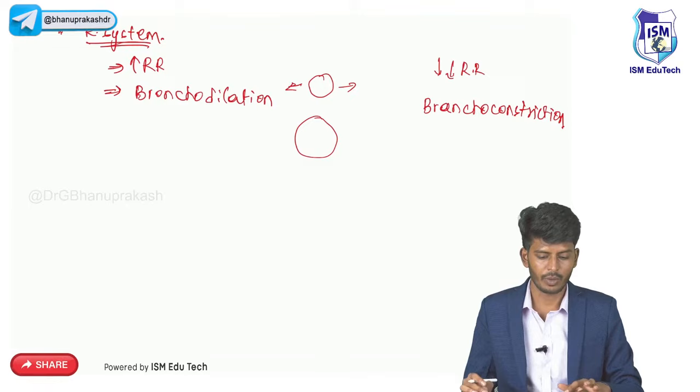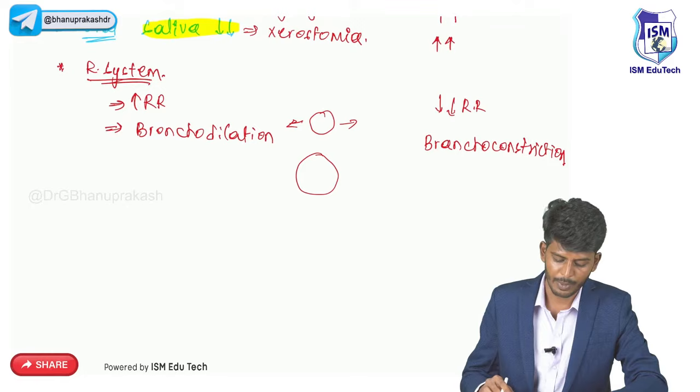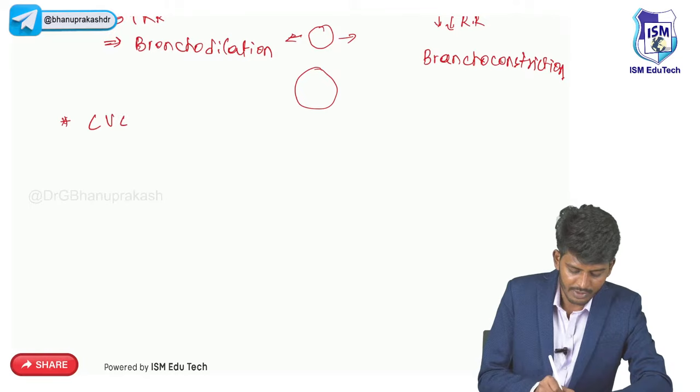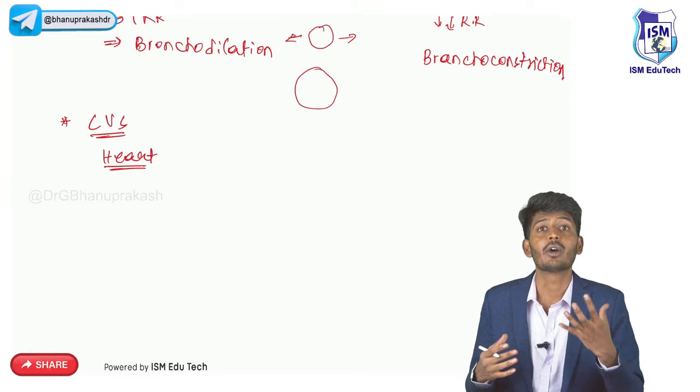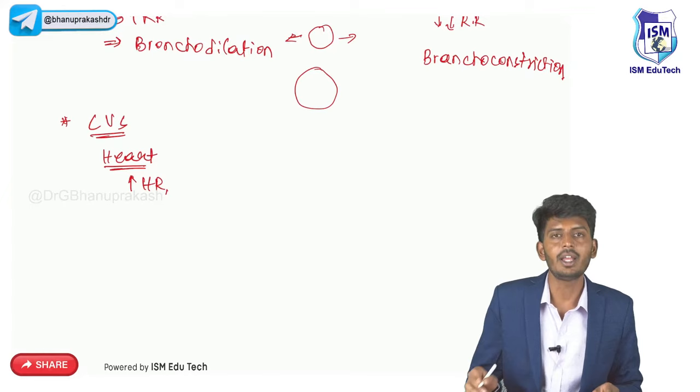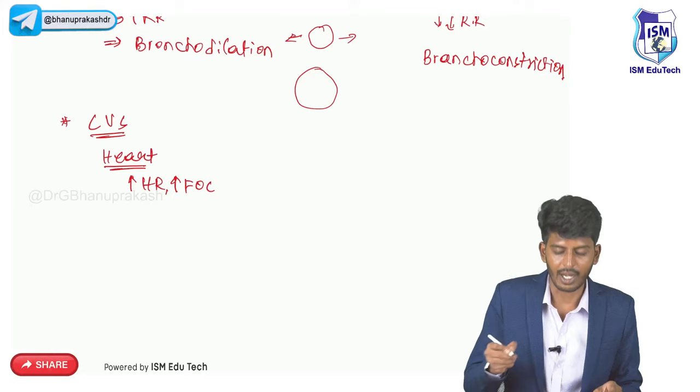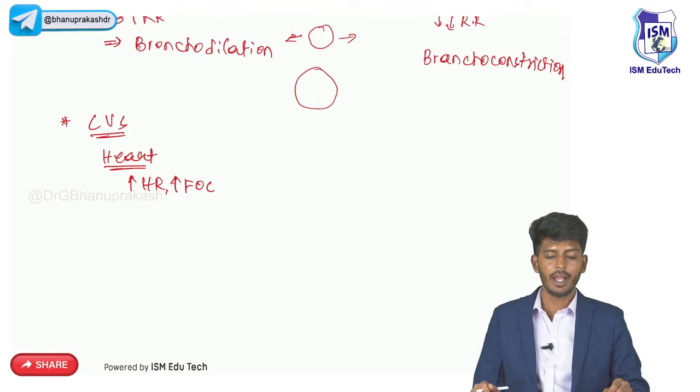Okay, so you understood about the respiratory system, you understood about the oral cavity. Let's go to your cardiovascular system. In the cardiovascular system, look at a heart. Now, when you are running, your body needs more blood, your heart is pumping faster, which will lead to an increase of the heart rate. Along with that, there will also be an increase of force of contraction, because your heart is trying to pump more blood.